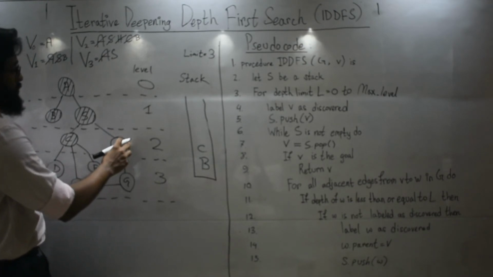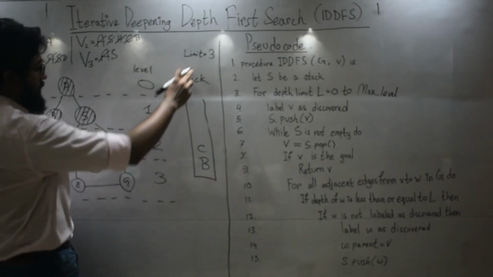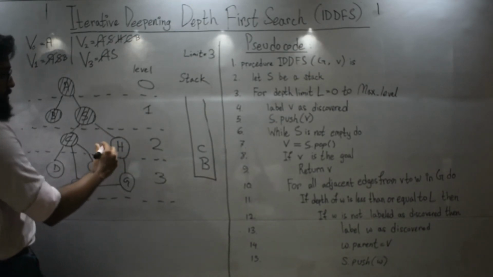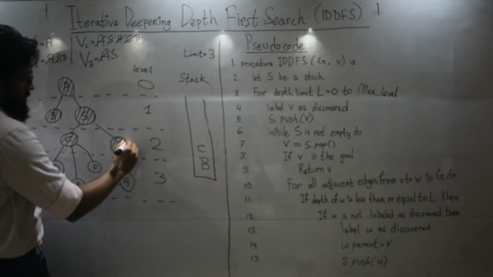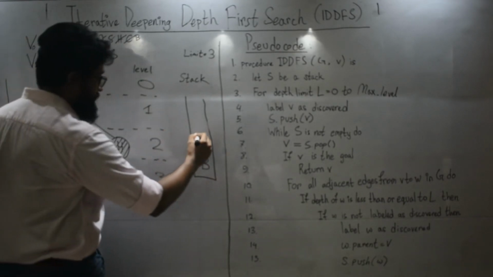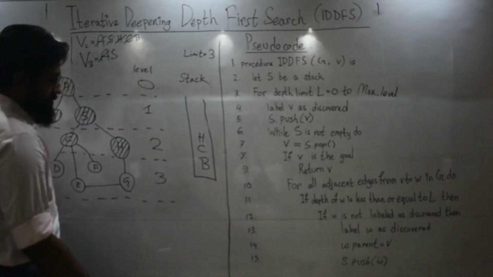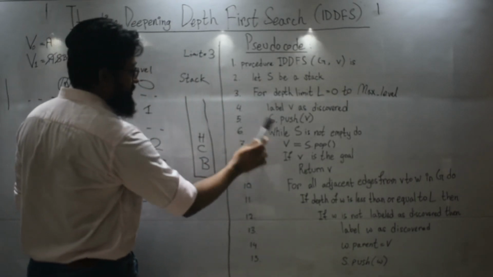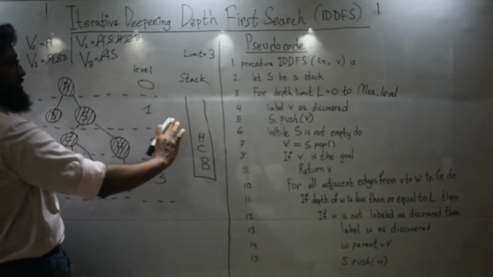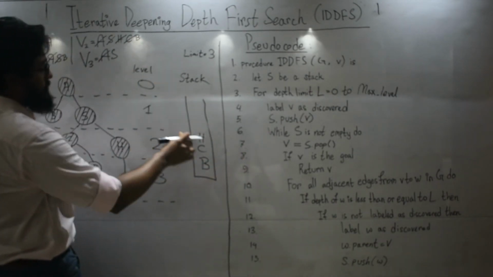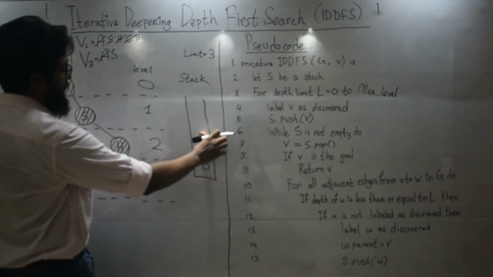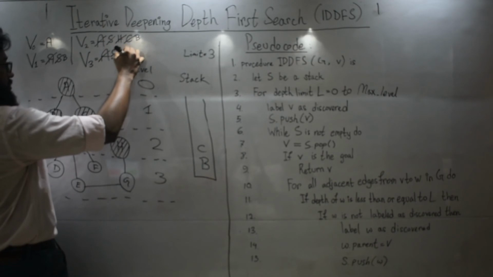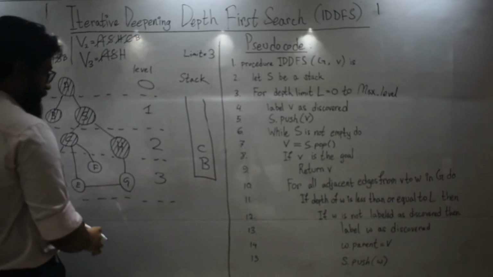Okay. Is H within the limit? Yes, it's 2 and the limit is 3. Is this visited? No. So let's visit and push. Push H. Okay, so this has been done. Now I will again come back to line number 7. Whatever is on top of my stack, pop. So we will pop H. Let's place H here.